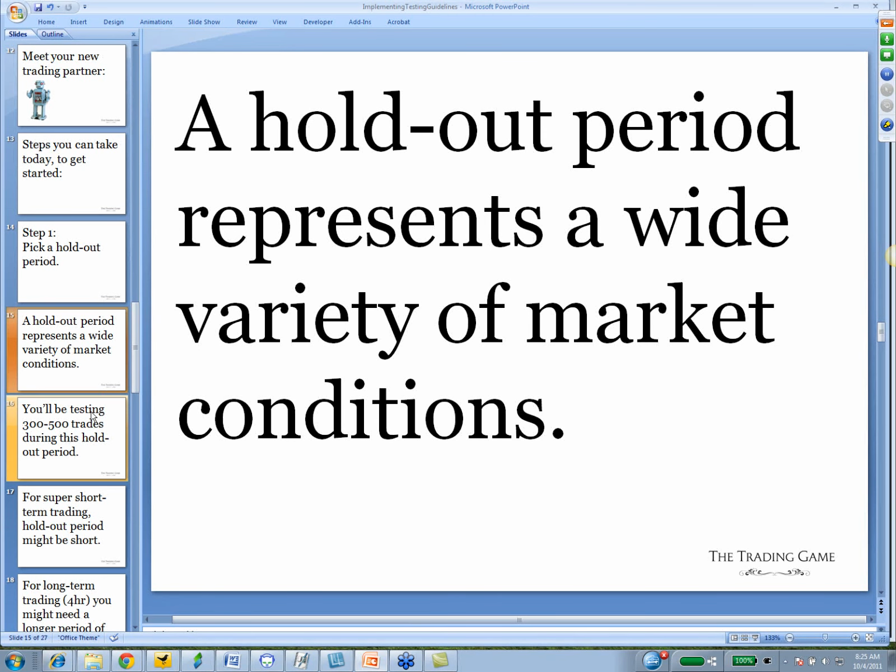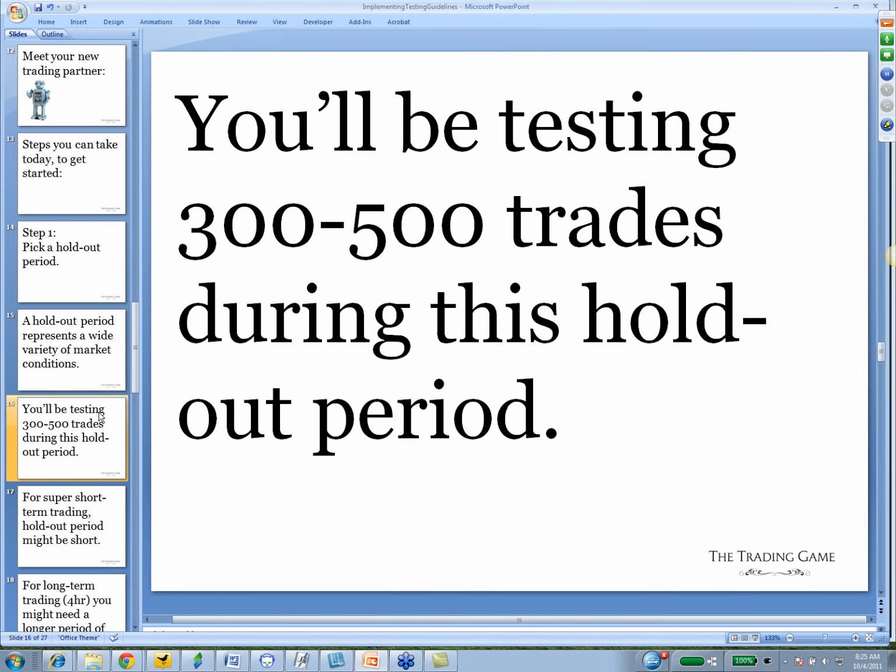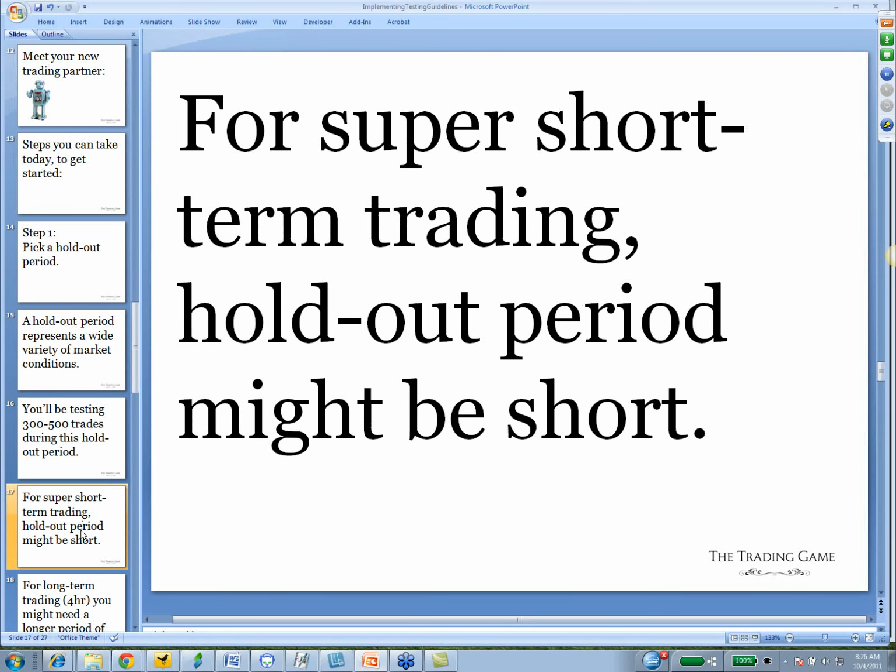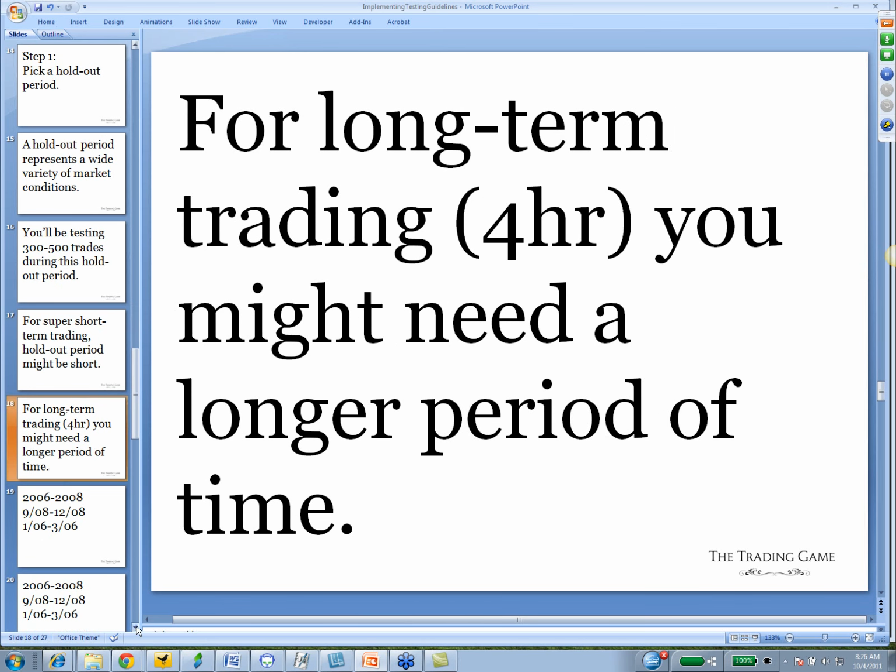You'll be testing 300 to 500 trades during this holdout period. So you need to pick a holdout period that is long enough or includes enough time to give you 300 to 500 trades. Now, how are you going to know that it's going to produce 300 to 500 trades? Well, for super short-term trading, like 1-minute chart trading, a holdout period might be very short. And for long-term trading, like from the 4-hour charts, you might need a longer period of time in your holdout period.